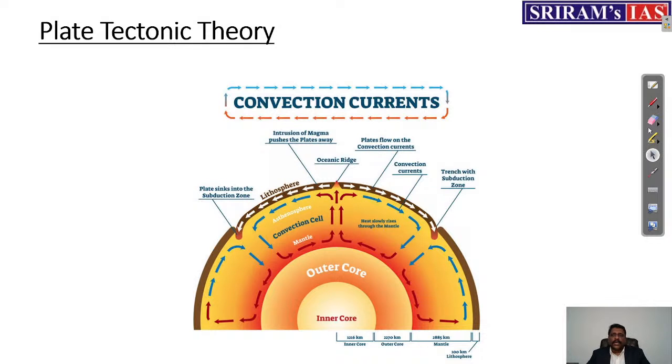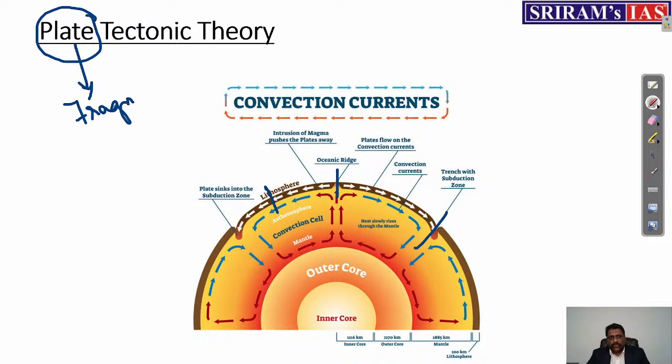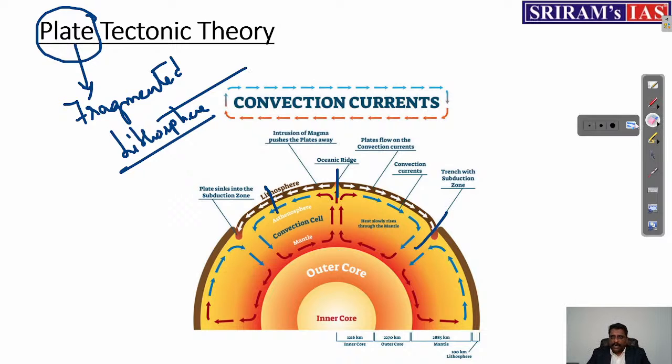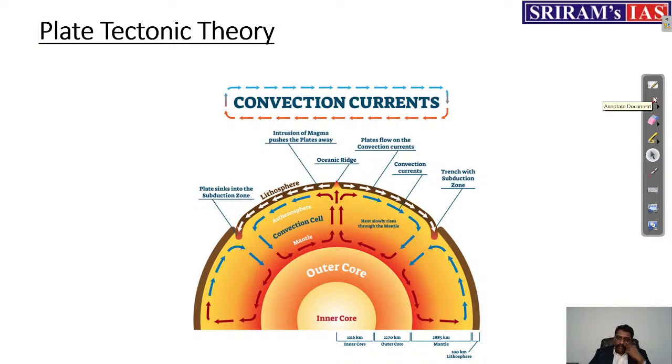Now here, this lithosphere is a very thin layer and it is in constant movement. So given the fact, what happens? This lithosphere gets divided into fragments and pieces. Those fragmented pieces of lithosphere are what we call plates. A plate is nothing but fragmented lithosphere. That's okay. Right, fragmented lithosphere.